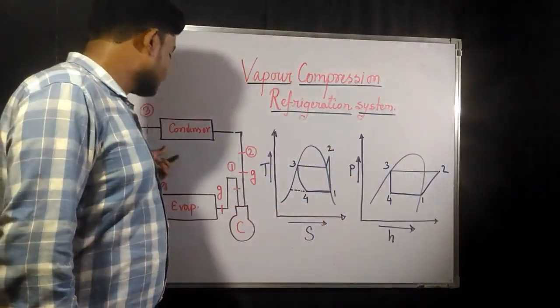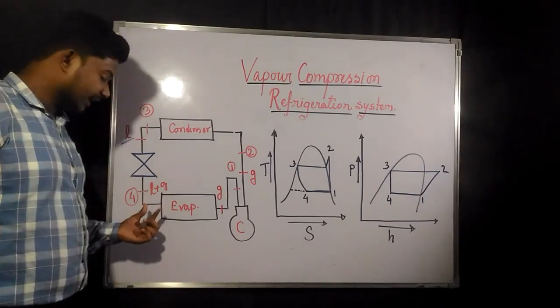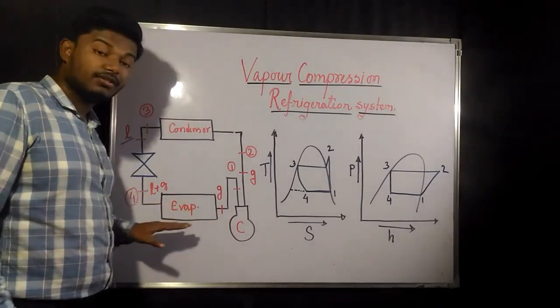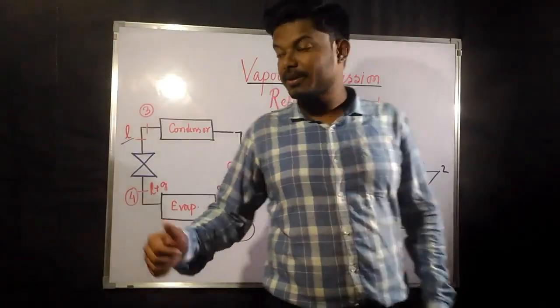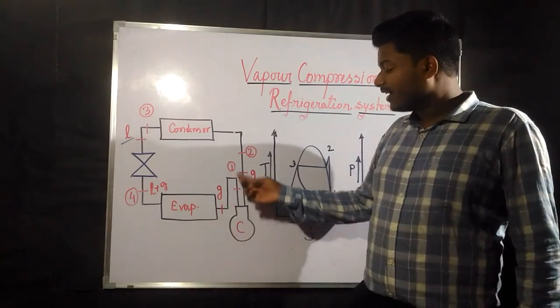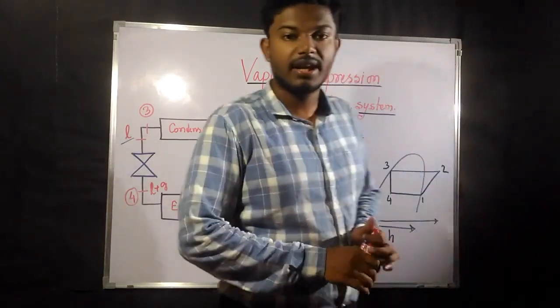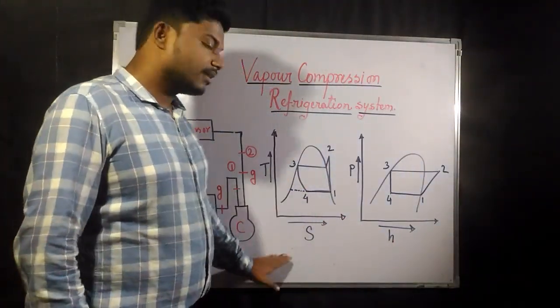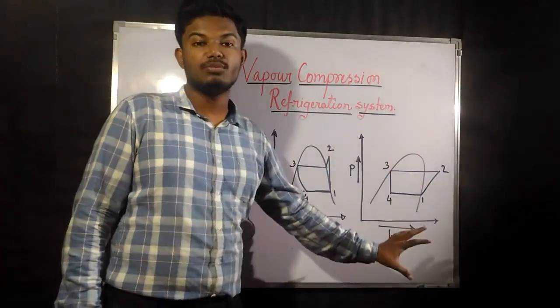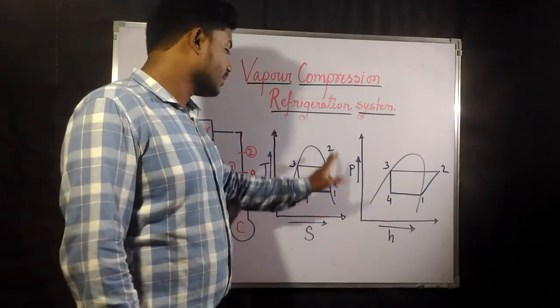So the liquid plus the gaseous part is going to pass through the evaporator. After passing through the evaporator, the total gaseous part is coming out of the evaporator, and the cycle then continues. Now coming to the TS diagram. Since there is a phase changing process, the vapor dome will come into the picture.